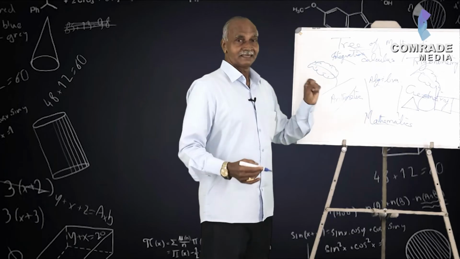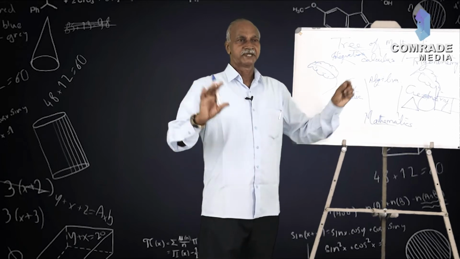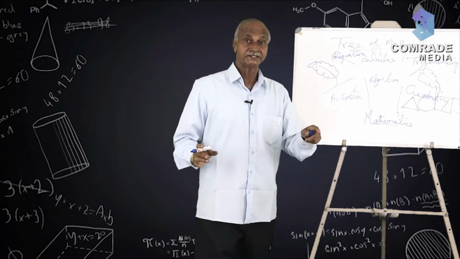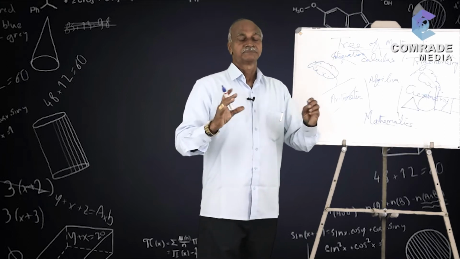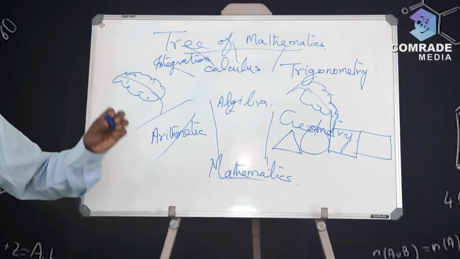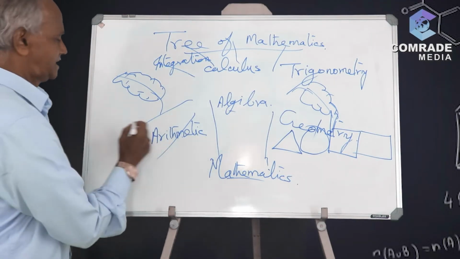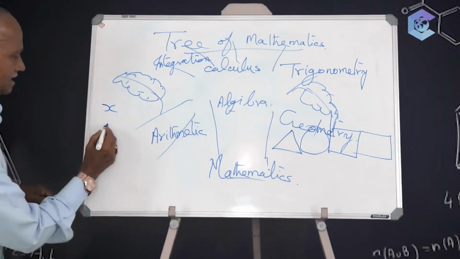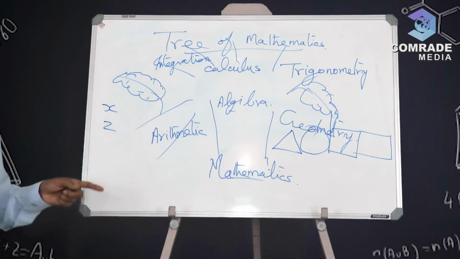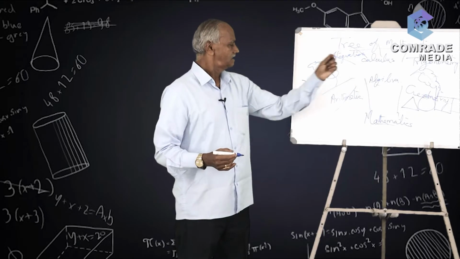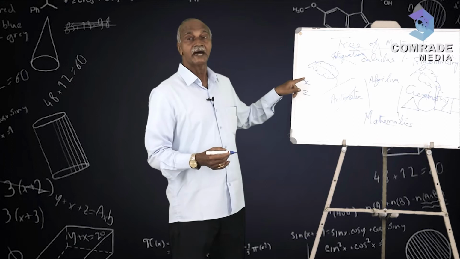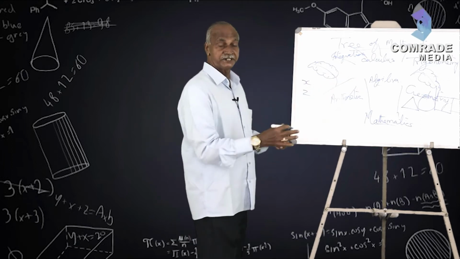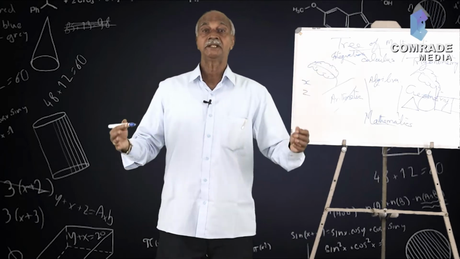Then algebra has x. It is a statement which includes x and y. That means constants and also variables. So x is a variable, 2 is a constant. So in algebra, we will be studying constants and variables. Here also we will be studying addition, subtraction, multiplication, division.